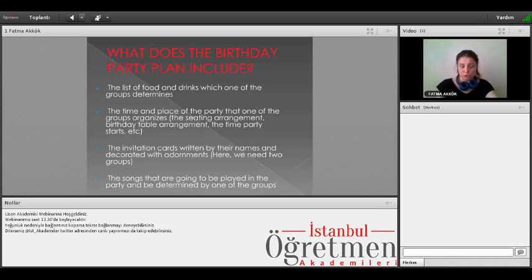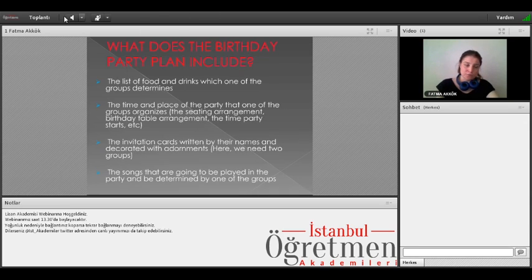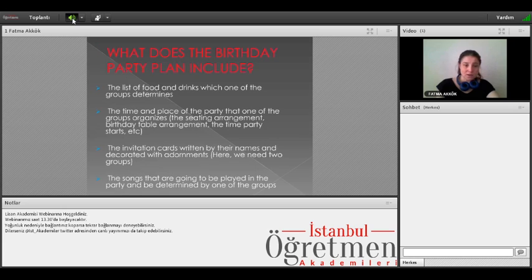Here we need 2 groups because it's hard work. The songs that are going to be played in the party are determined by one of the groups. They are gonna plan all of them themselves because they are planning a party.